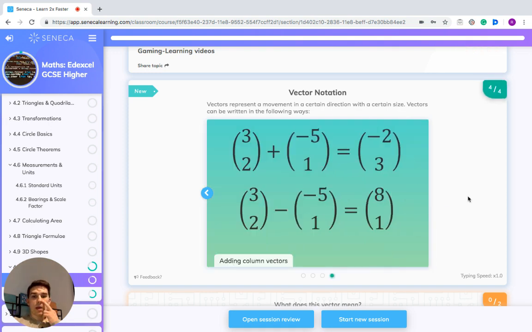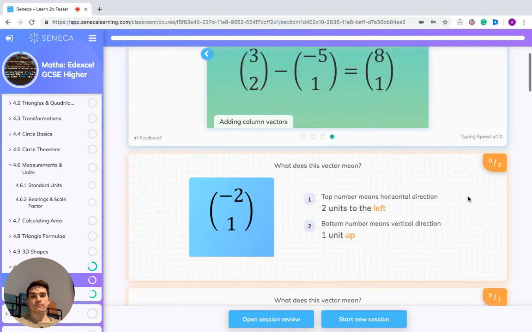And the final thing you need to know about column vectors is that you can add column vectors together. So if you've got (3, 2) and (-5, 1), you basically add across the column vectors, so the top numbers get added together, the bottom numbers get added together to give you the answer. So if you've got 3 on the top, 2 on the bottom, and you're adding it to -5 on the top, 1 on the bottom, that'll give you the answer -2 on the top and 3 on the bottom.